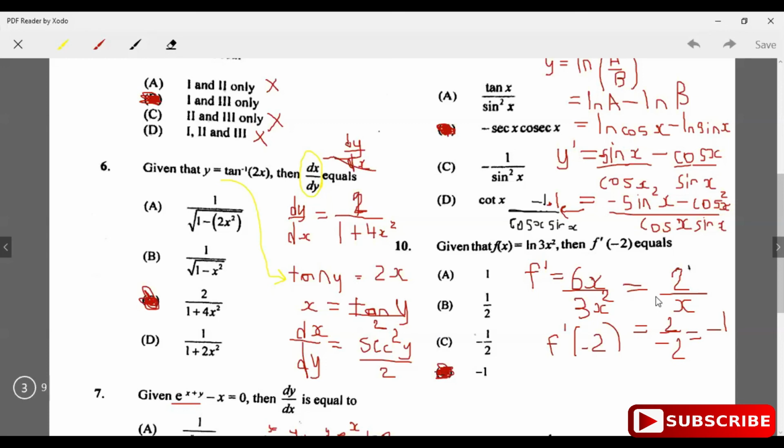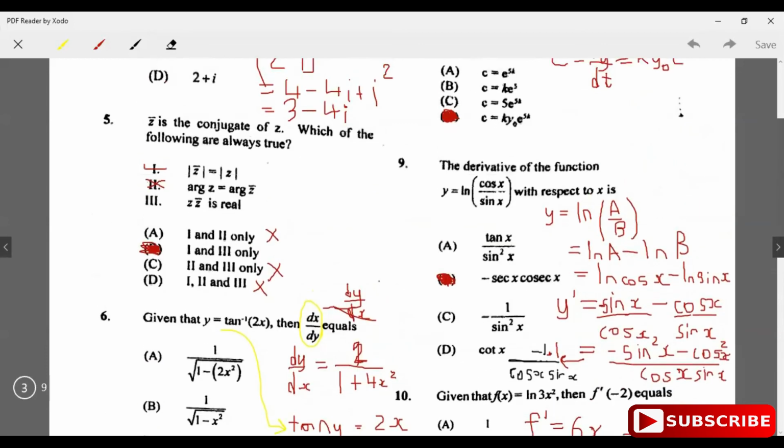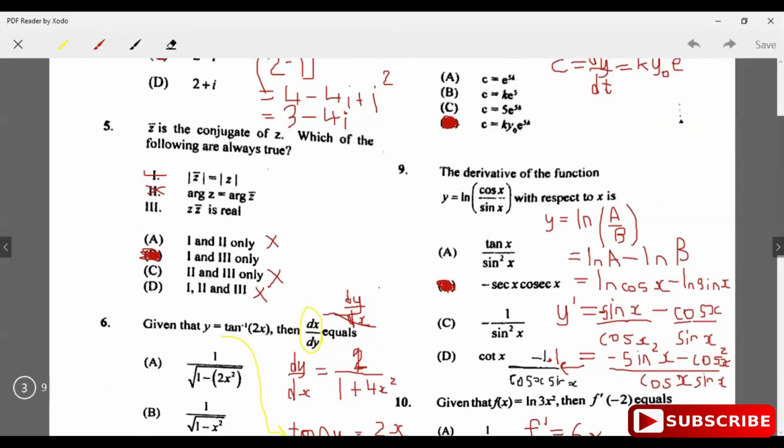Going back to the argument question, number 5. The modulus of the conjugate is equal to the modulus of the complex number, right? Yes. And if you multiply the complex number times its conjugate, you're going to get a real number.